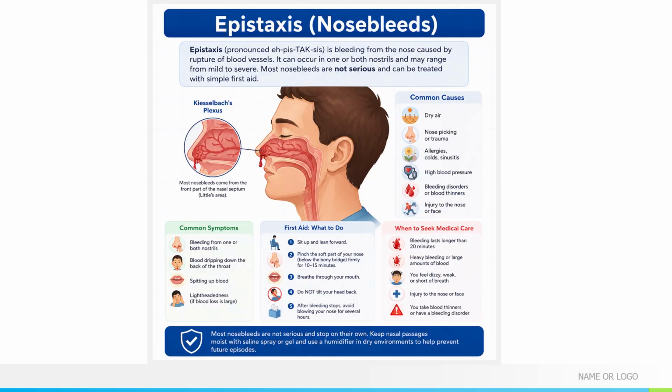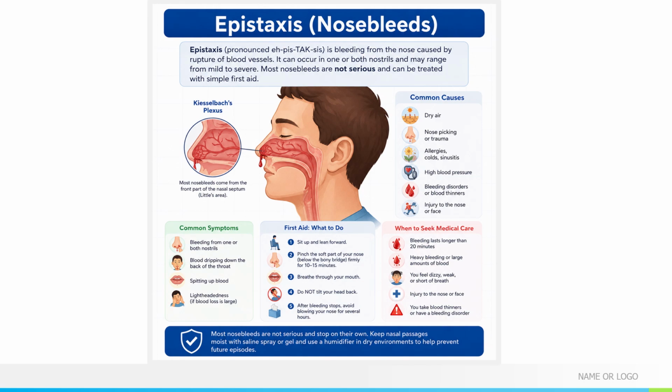Next, we have epistaxis. So this occurs when blood vessels within the nasal mucosa rupture, resulting in bleeding from one or both nostrils. So the nasal cavity contains an extensive network of blood vessels located very close to the surface of the mucosa, and this rich blood supply helps warm and humidify inspired air, but it also makes these vessels really vulnerable to injury.